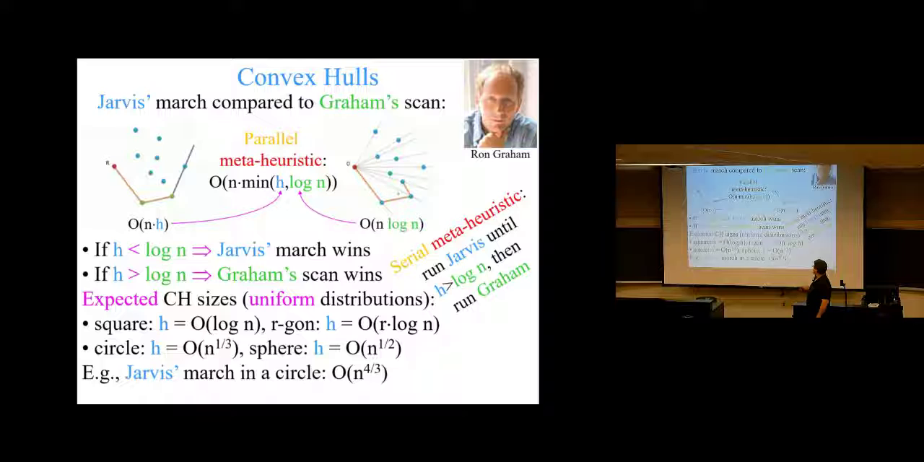And so if you run Jarvis's march in a circle, the number of points in the convex hull will be roughly n to the 1/3, and the running time will be big O of n to the 4/3, because it's n times h, and h is n to the 1/3, times another n, because that's the runtime of Jarvis. So it'll be n to the 4/3. It'll be worse than n log n if all the points are uniformly distributed in the unit circle.